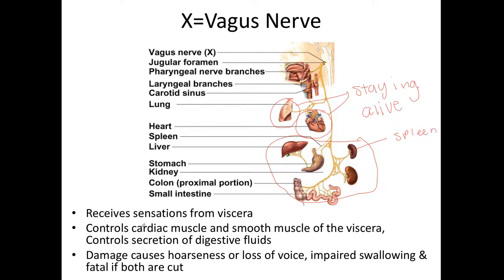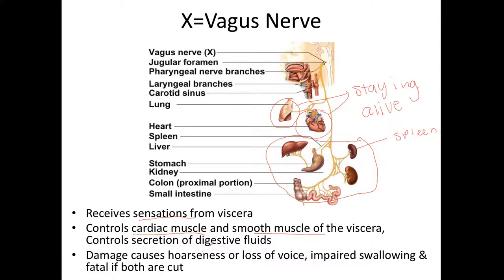So the vagus nerve receives sensations from the viscera. So let's say you overeat and you have a tummy ache. The information that your stomach is overstretched is going to ascend on the vagus nerve. It also controls your cardiac muscle and the smooth muscle of the viscera and the secretion of digestive fluids. So in this regard, it participates with the pacemaker cells of the heart and of the enteric nervous system to help them do their jobs.